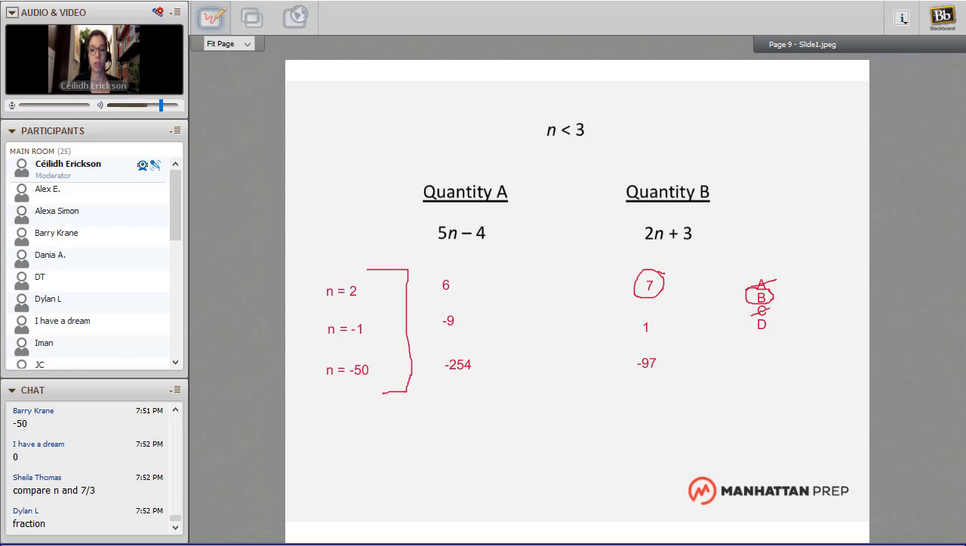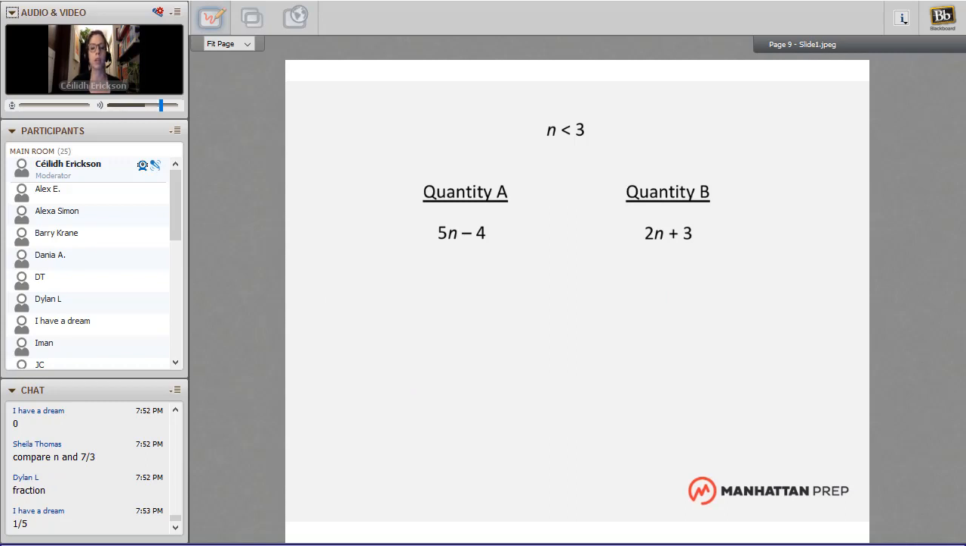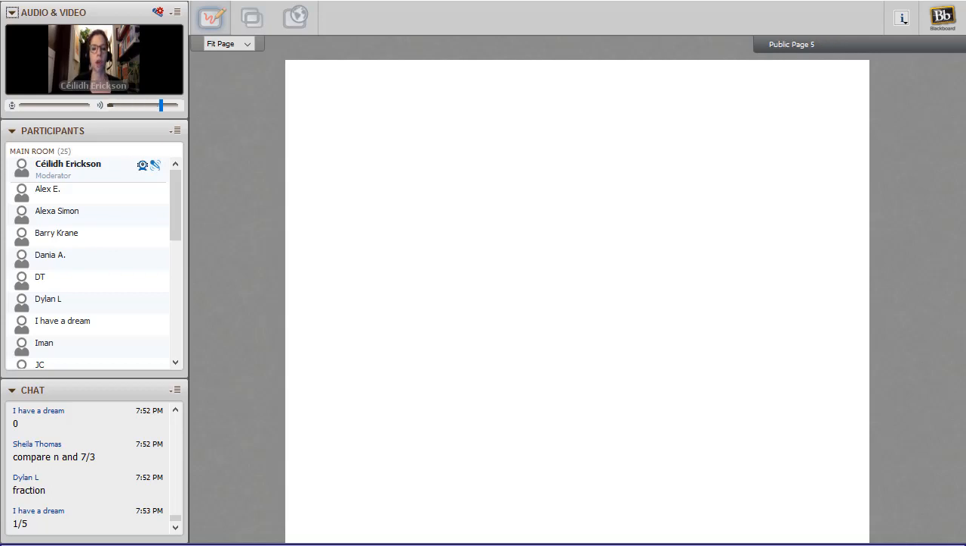And what Sheila was doing, which is brilliant here, is don't test numbers if you can avoid it. So imagine this. Maybe here's a better way to imagine it. Let's say that in quantity A I've got the number 2, and in quantity B I've got the number 4. Clearly, this one is greater, right? But imagine that I add 3 to both sides.